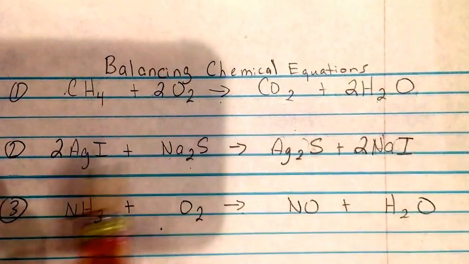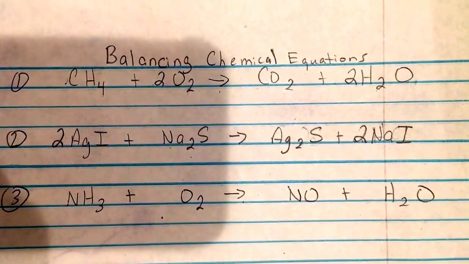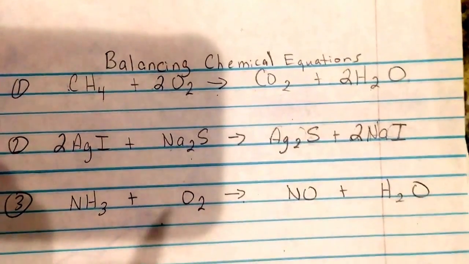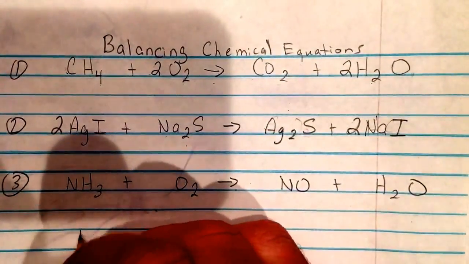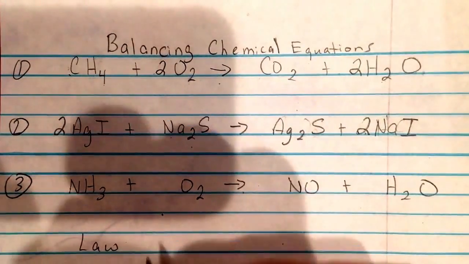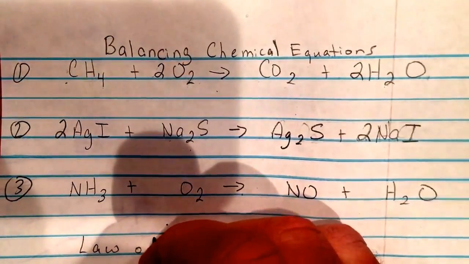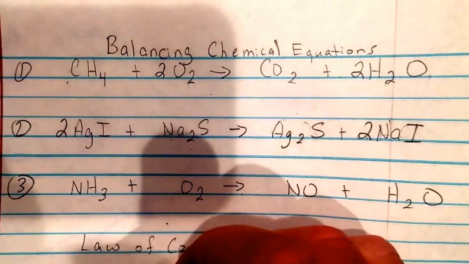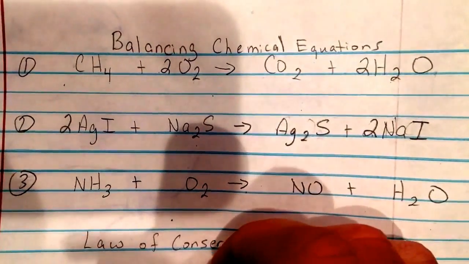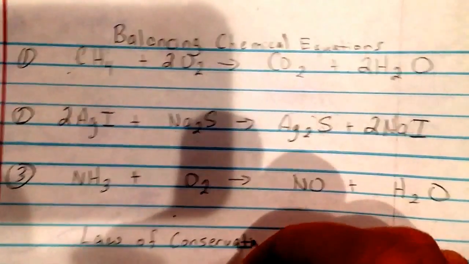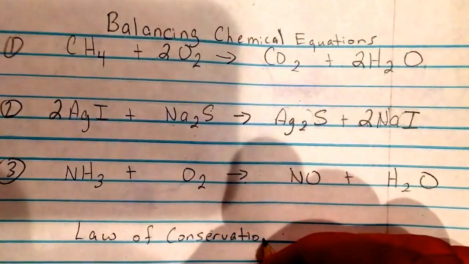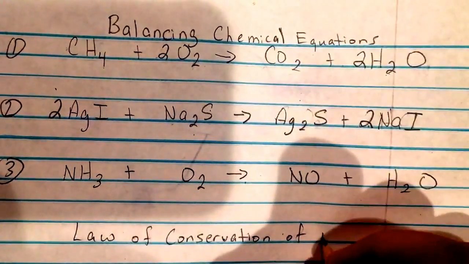If I go back through and count all the elements individually again. And remember, this deals with the law of conservation of mass, right? That says we cannot create or destroy atoms. We can only rearrange them into different molecules. So law of conservation of mass.